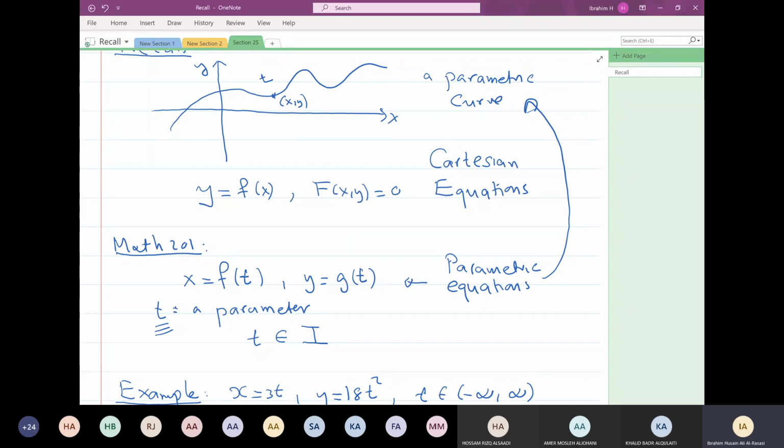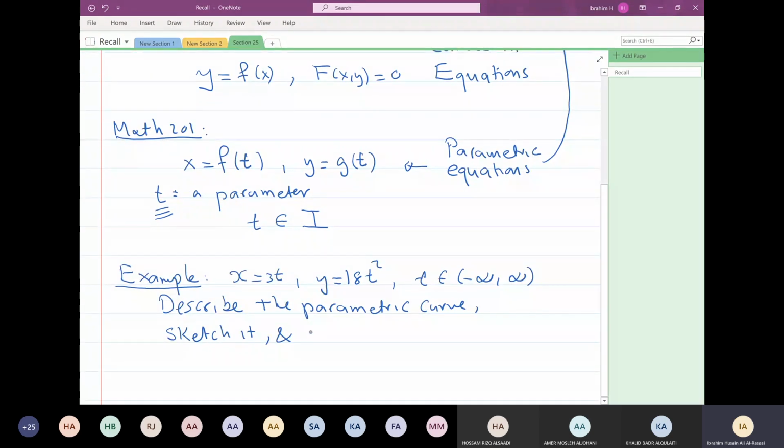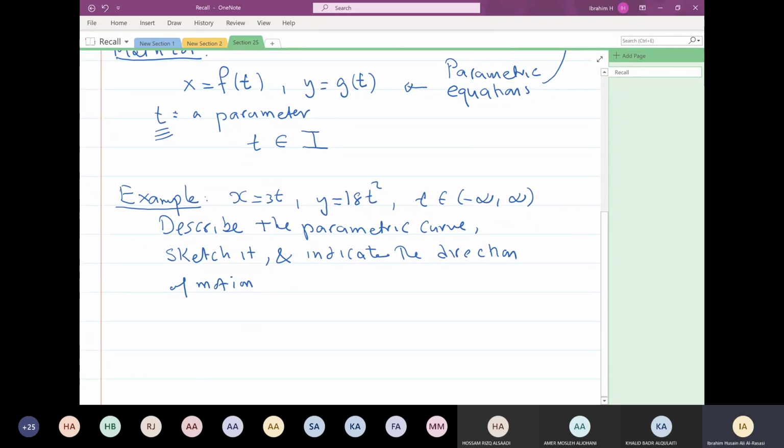So think of parametric curves as paths. Since it is a path, the direction on the path is important. So we also ask about the direction of motion, and indicate the direction of motion on the curve. This is the basic main question in this section. We need to describe the parametric curve given by the parametric equations, sketch it, and indicate the direction.